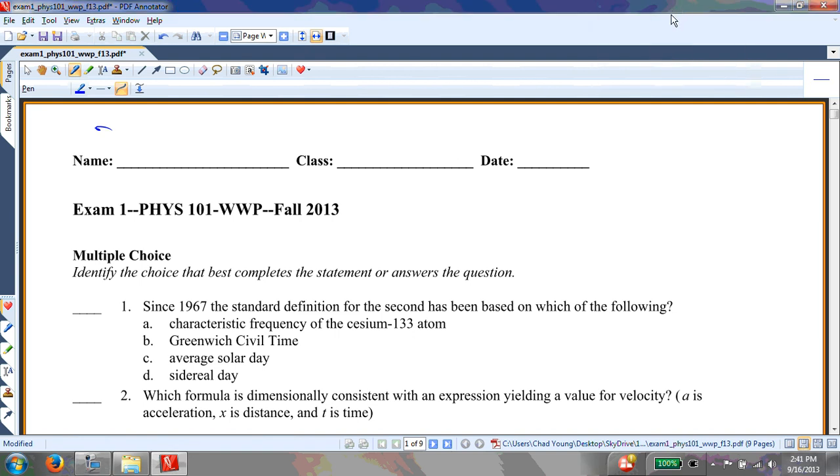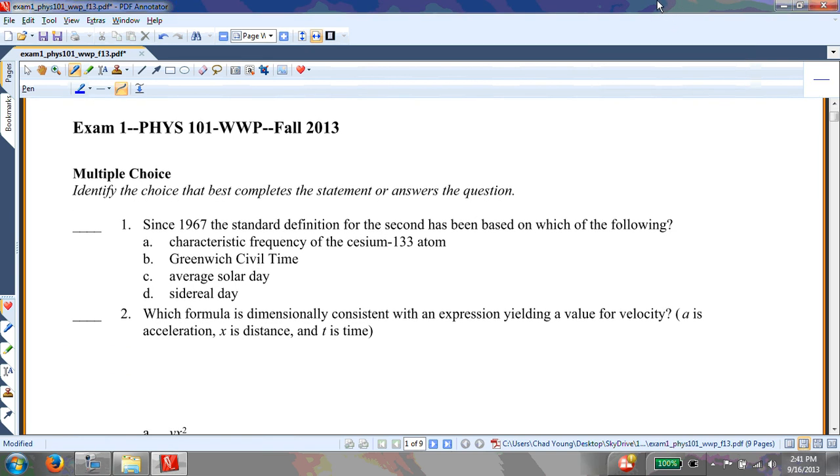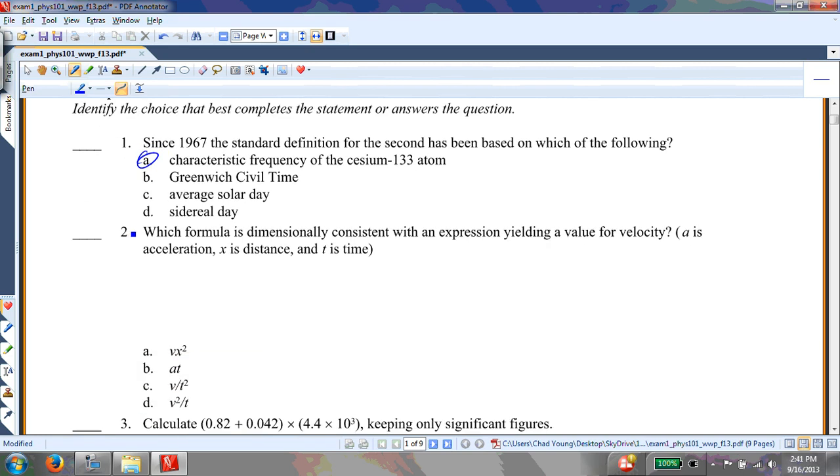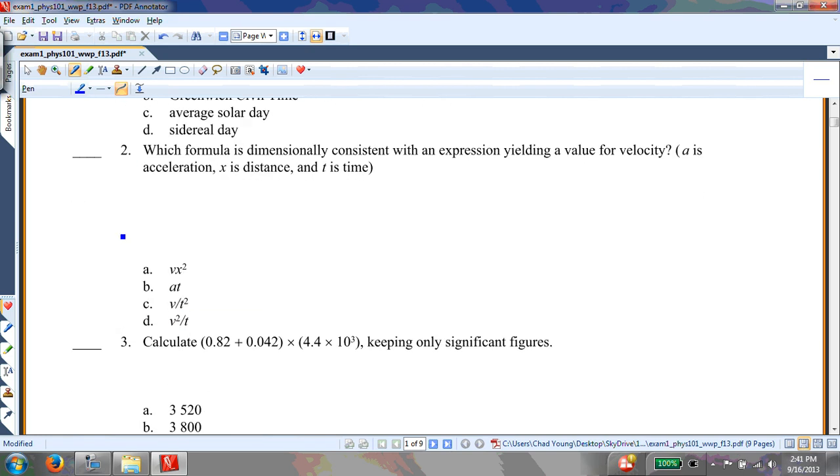All right, this is exam 1 for Physics 101, the online section, fall 2013. Since 1967, the standard definition for the second has been based on the characteristic frequency of the cesium atom. Which formula is dimensionally consistent with an expression yielding a value for velocity? Remember, velocity is meters per second, and so I want to know which of these gives me meters per second.